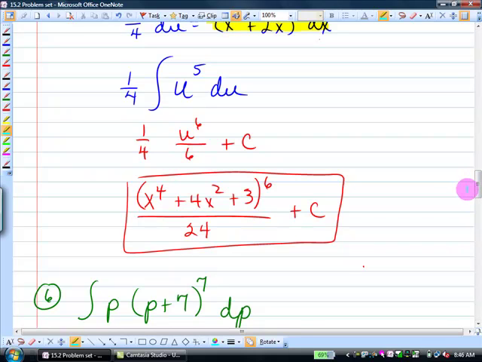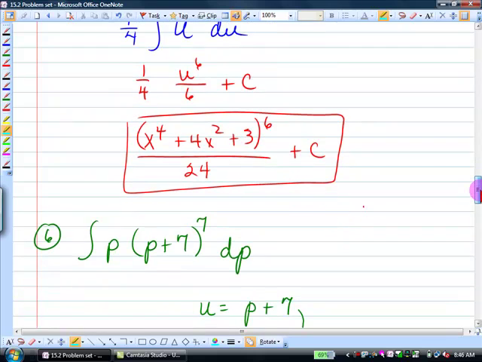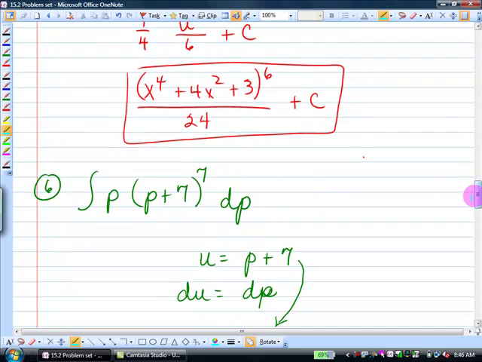Okay, 6 is a little weird, so let's look at 6. It starts out fine, and we say, okay, this thing's raised to a power, so let's let u be that. If u is p plus 7, du is dp. That's easy enough. But what do we not have?